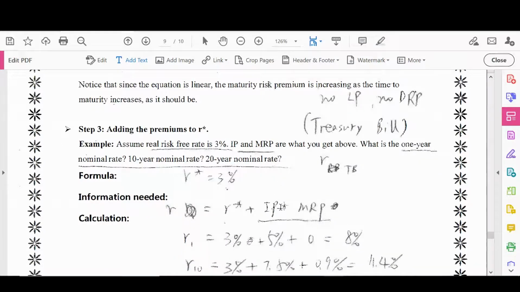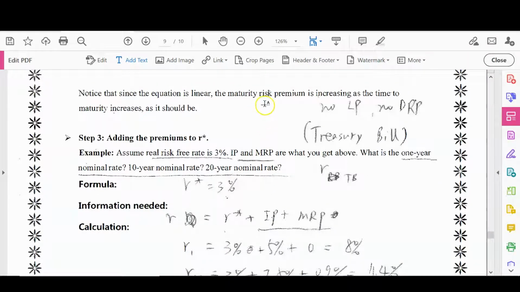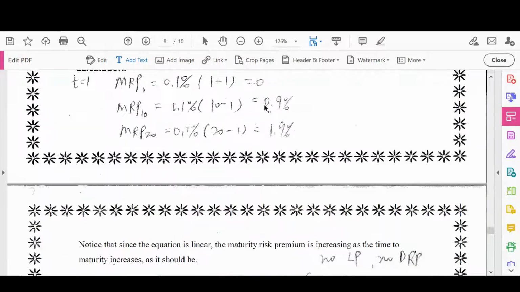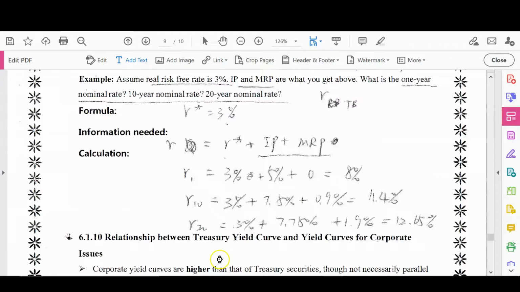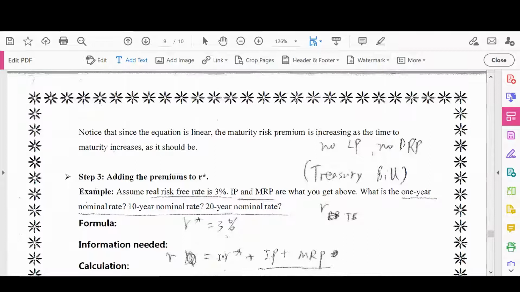Notice that since the equation is linear, the maturity risk premium increases as the time to maturity increases, as it should. So for this equation given by the example, it follows our general pattern of MRP: when T is higher, MRP should be higher. The longer the term is, the more maturity risk the bond has. So the interest rate will increase as MRP increases as well.